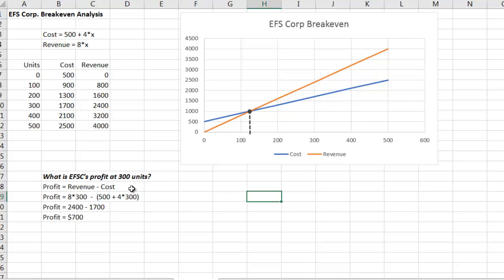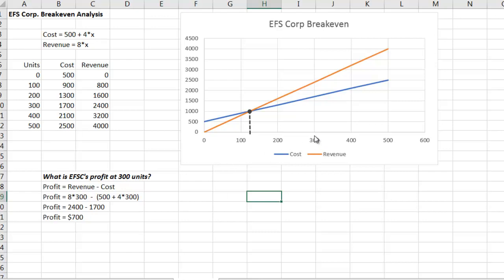We know that profit equals revenue minus cost. So if we just insert the values that we know into the equation, profit equals 8 times our quantity, which is 300, minus 500 plus 4 times our quantity of 300. Solve that function for profit, and you end up with profit equals $700. So we earn a profit of $700 at a production of 300 units.